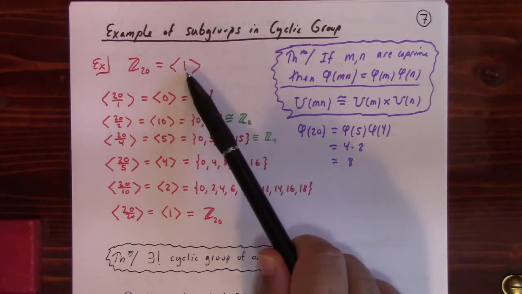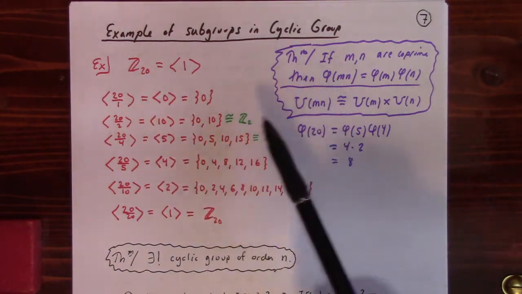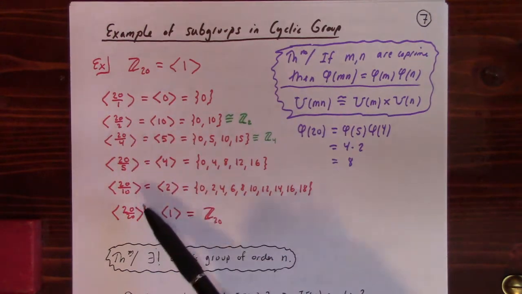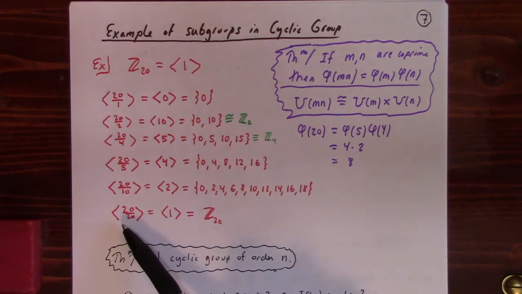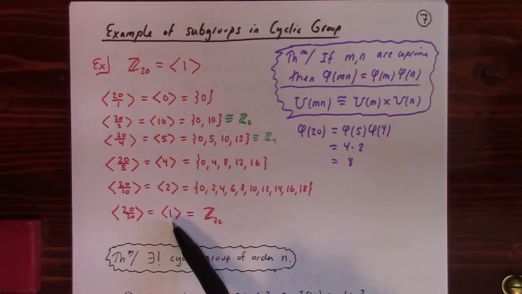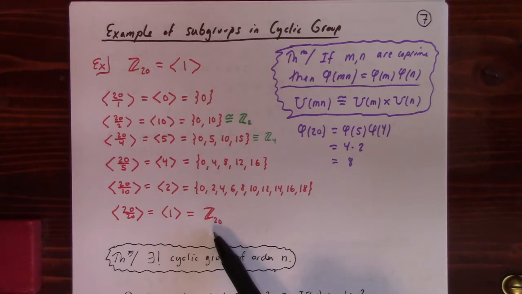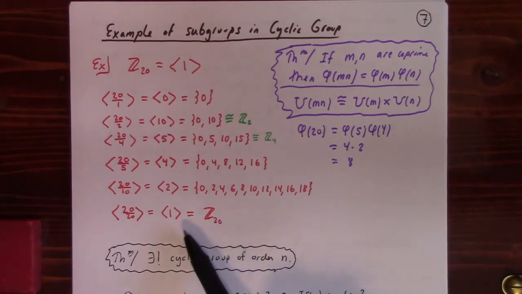So Z20 is generated by 1, of course, and essentially you can take 20 and divide by its divisors. That gives you generators of subgroups. Of course, the most silly one is 20 over 20. Well, it's not really silly. 20 over 20 is 1, and Z20 is generated by it. Of course, there are other choices. What else is relatively prime to 20? Well, 3, 7, 9, 11, 13, 17, 19, all of those would generate Z20.